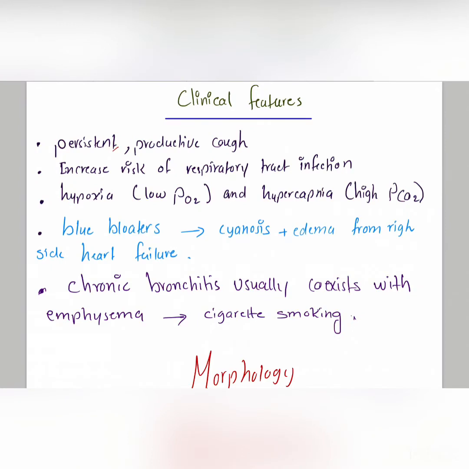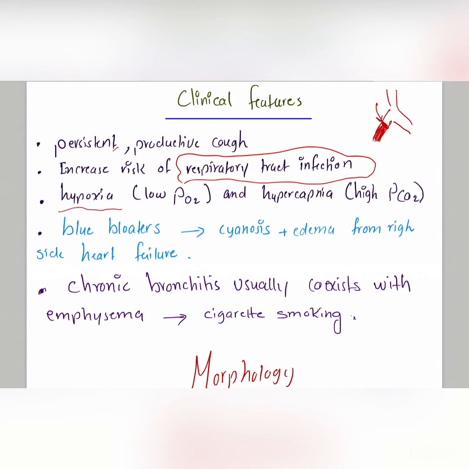Regarding clinical features of chronic bronchitis, patients usually present with a chronic cough, and this cough contains sputum, meaning productive cough. Patients with chronic bronchitis have increased susceptibility to respiratory tract infection. What is the reason? The reason is the mucus plug that obstructs the airway. Distal to this mucus plug there will be a medium that enhances the growth of bacteria, so they get infections.